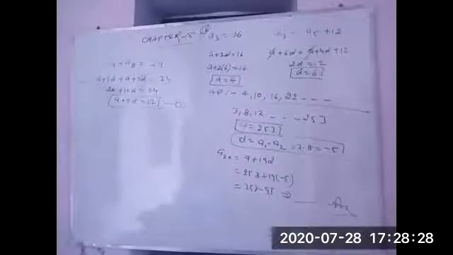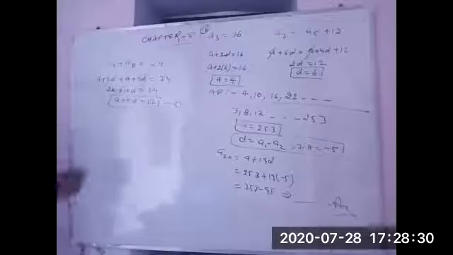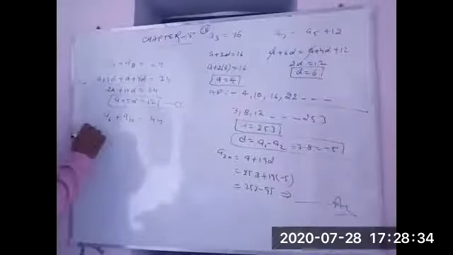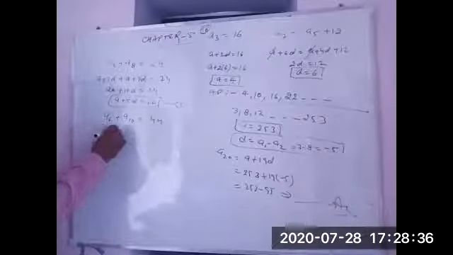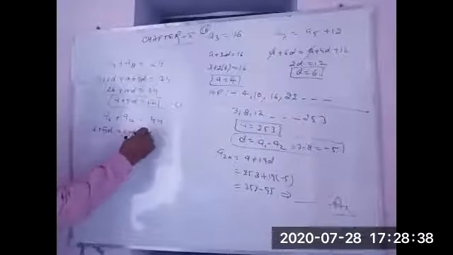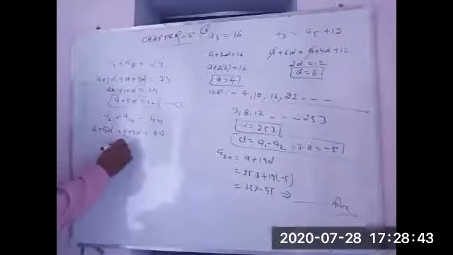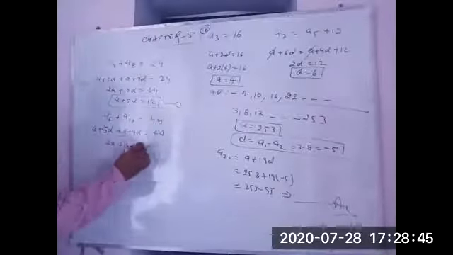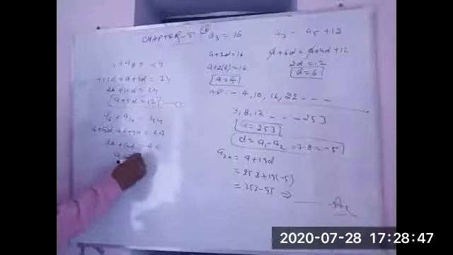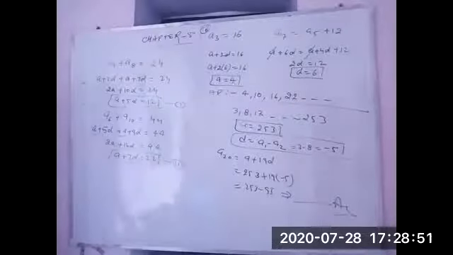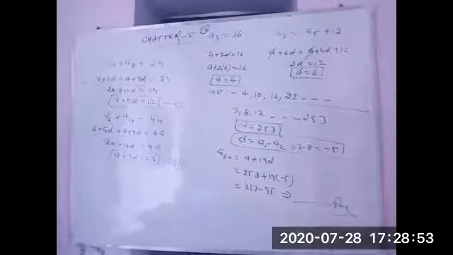Now, the sum of the 6th and 10th term is 44. a plus 5d, a plus 9d, a plus a, 2a, plus 14d equal to 44. a plus 7d equal to 22. Equation number 2. Now you have studied this in chapter number 3.